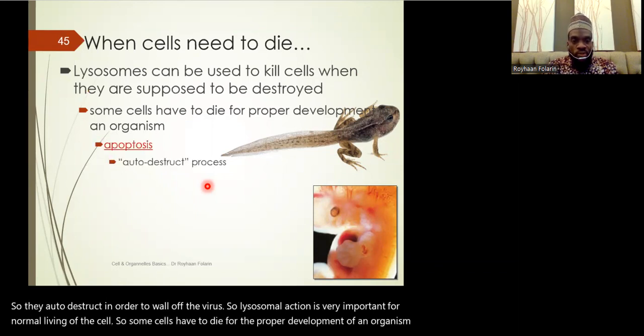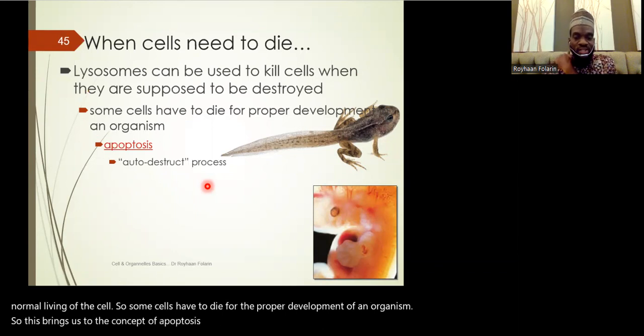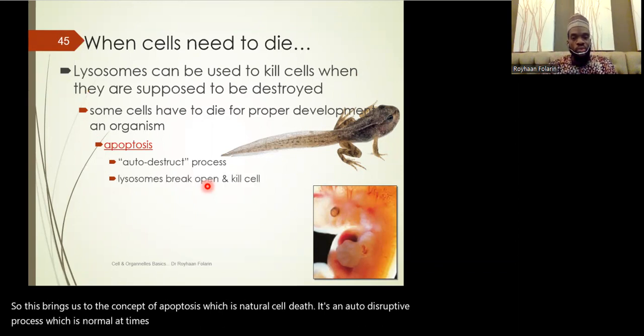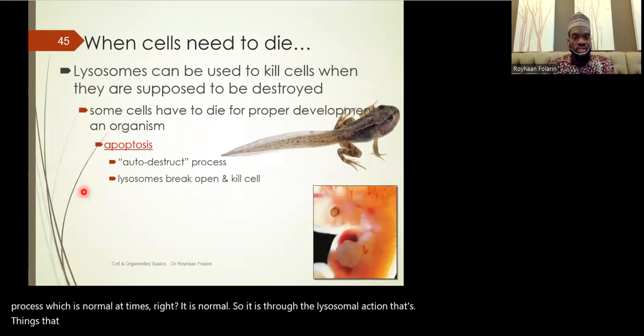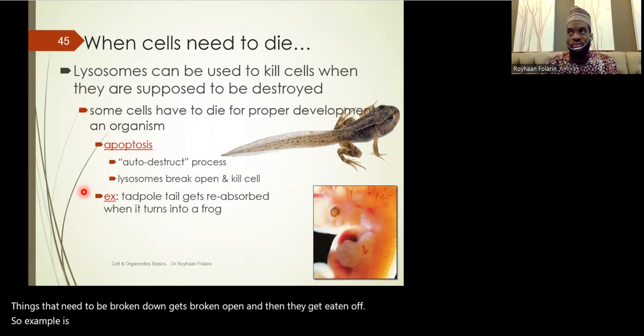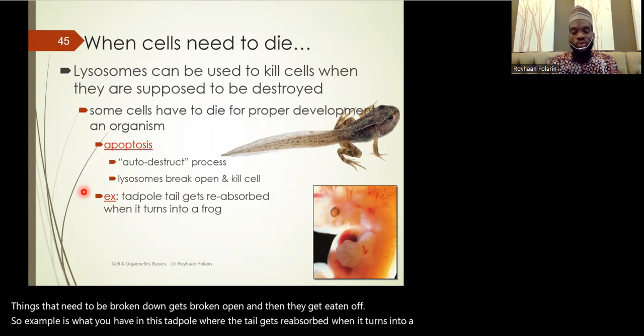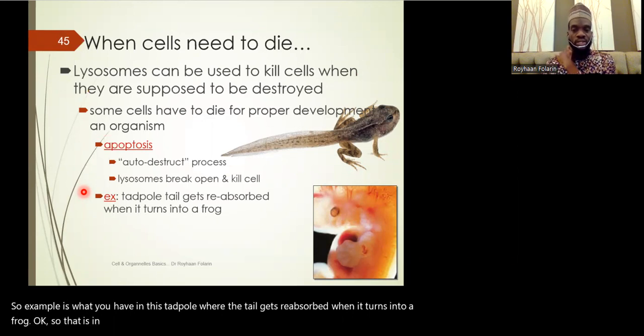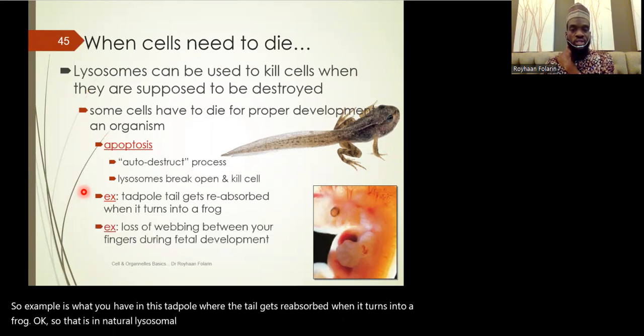So this brings us to the concept of apoptosis, which is natural cell death. It's an auto-destructive process, which is normal at times, right? It is normal. So it is through the lysosomal action that things that need to be broken down get broken open and then they get eaten off. So an example is what you have in this tadpole, where the tail gets reabsorbed when it turns into a frog. Okay, so that is a natural lysosomal action and an apoptotic action.